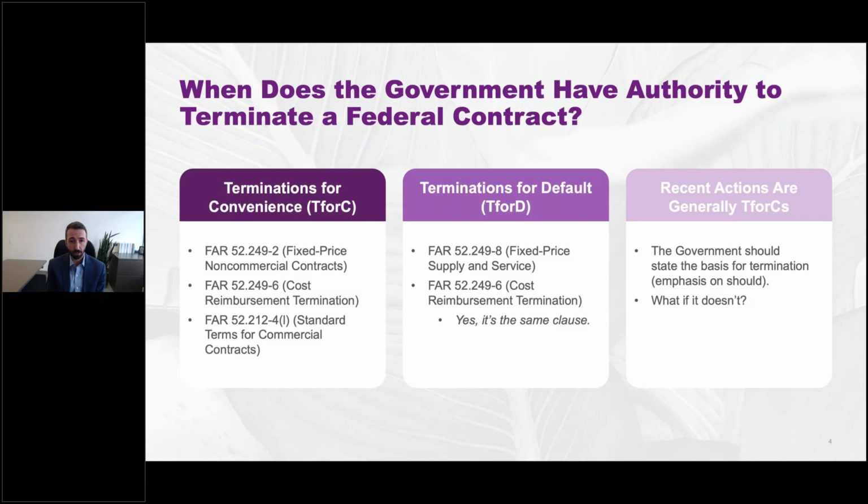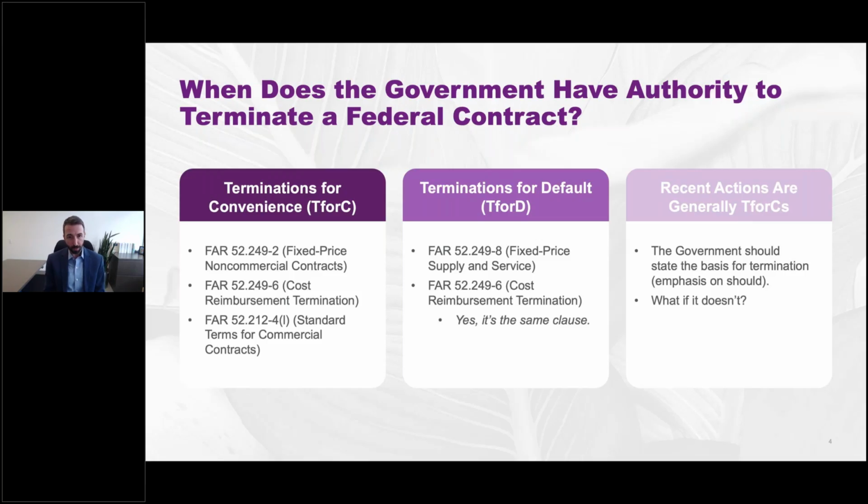Terminations for convenience are what they sound like. The government has the option to terminate when it has these clauses in the agreement for its convenience, in the government's interest. And there's not a lot of bright line rules about what that means. It's a very broad termination right where these contracts are here, and it's very difficult to challenge that. But fundamentally, what a termination for convenience is the government saying it doesn't need the goods or services anymore.